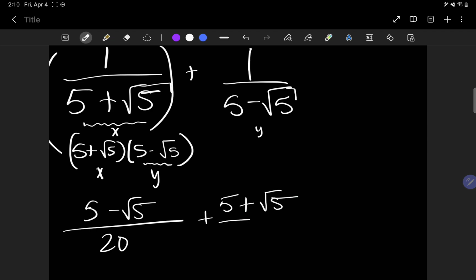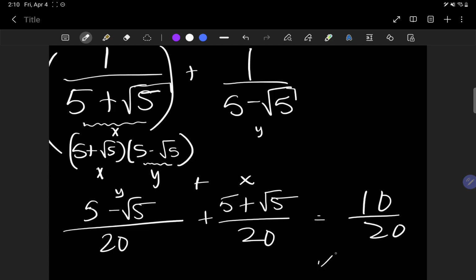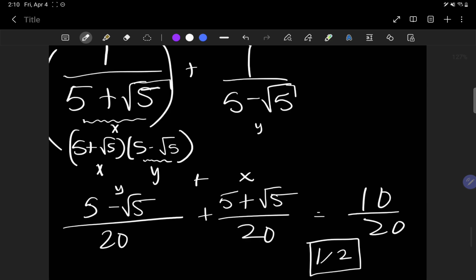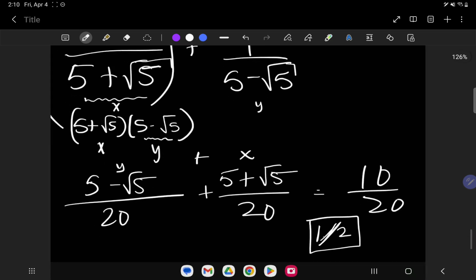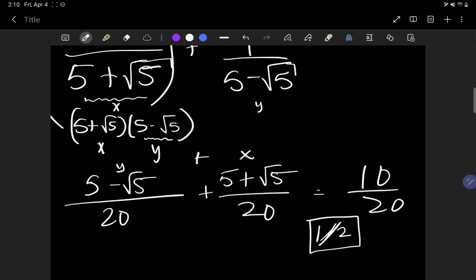Okay, so 5 plus root 5 over 20. So, all right, common denominator is 20. Now we have y plus x, which we already knew was 10. So a half. 1/2. Wow. I thought I was such a genius. You are a genius. You always will be in my book.